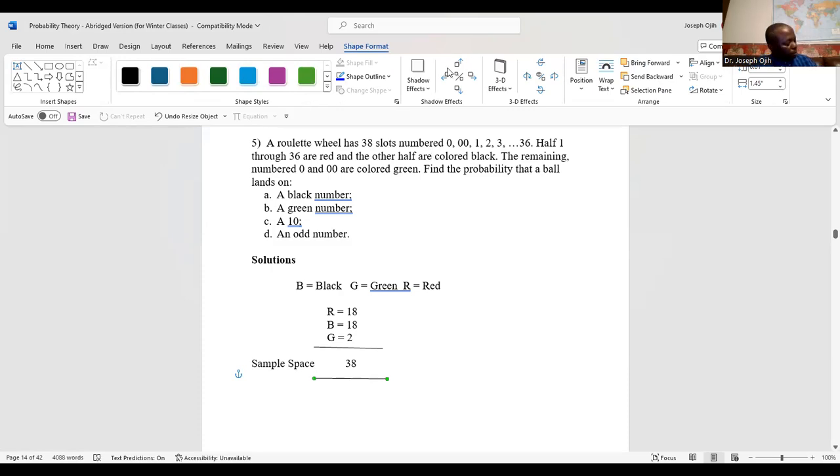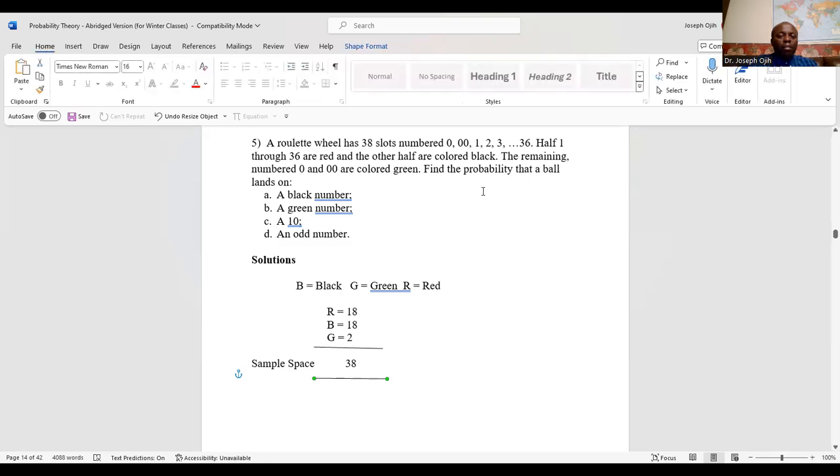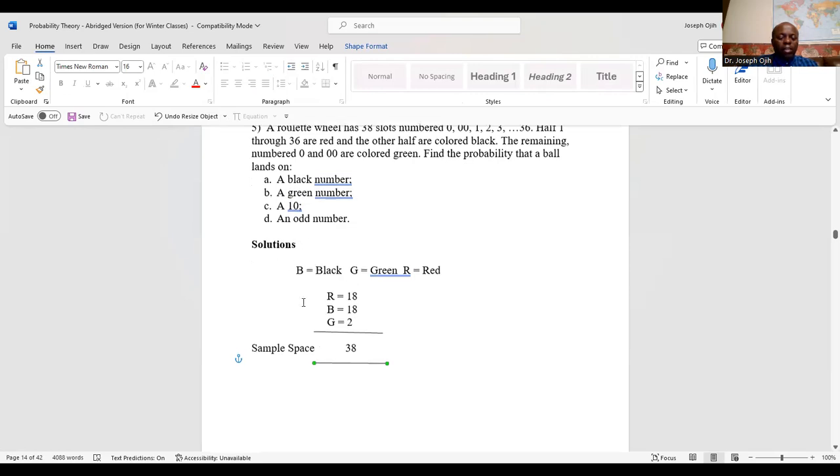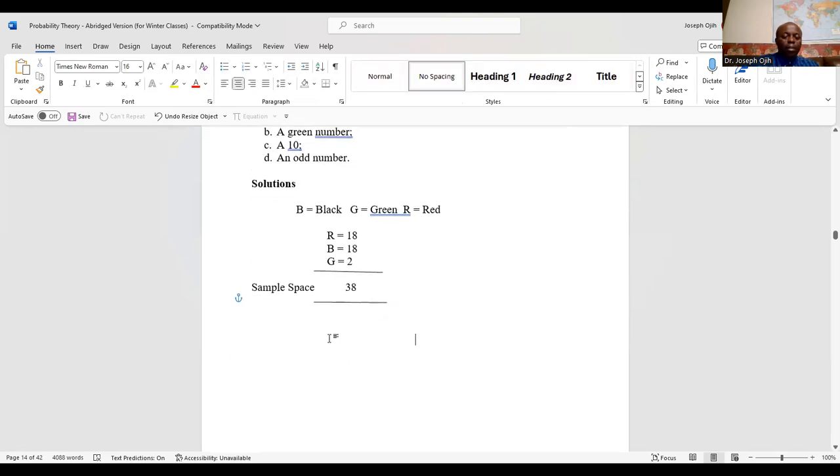Now that we have the sample space and the individual figures, we are ready to start our calculations. It says find the probability that a ball lands on a black number. Let's start to do that one for A.